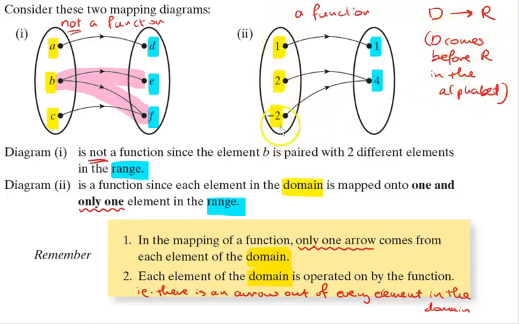So the D is first, the domain is first, and the range is second. So the domain is on the left of our mapping diagram, the range is on the right of our mapping diagram.